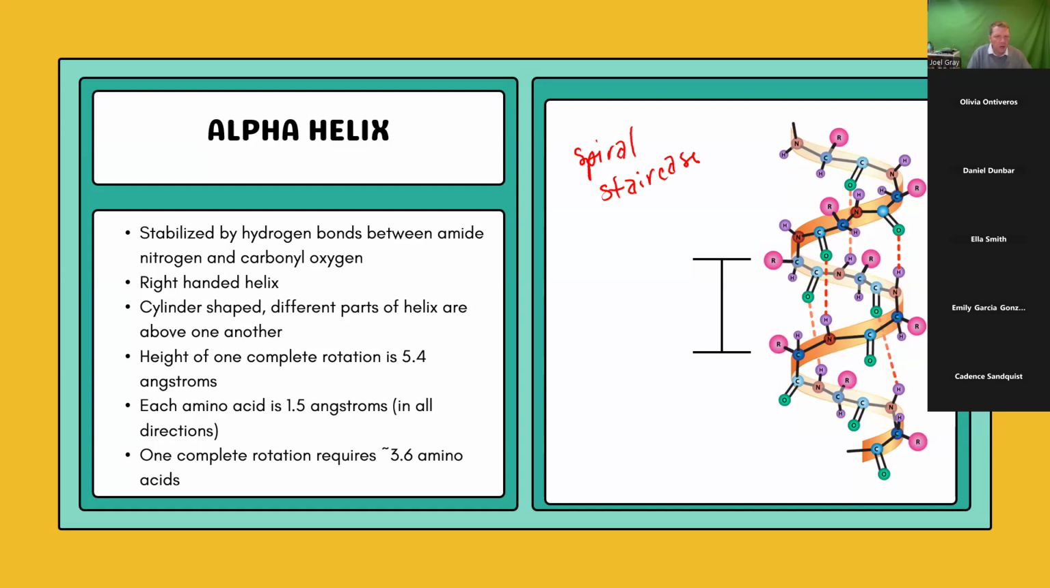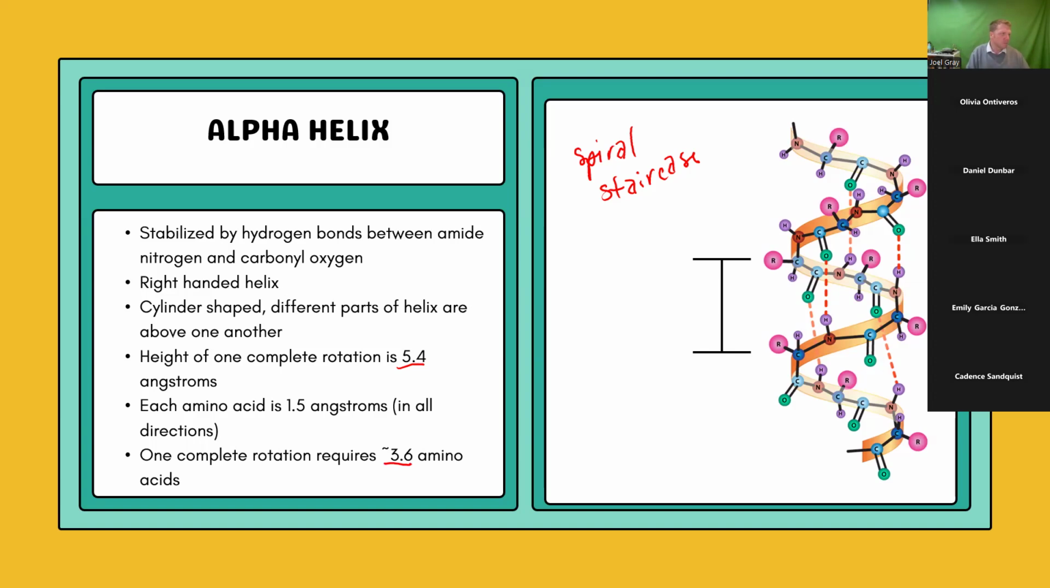Now, the height of one complete rotation is 5.4 angstroms. Each amino acid is approximately 1.5 angstroms in all directions. So this is not in an XY plane, it's an X, Y, and Z plane. Each amino acid spans this region, but also kind of up and back. Now, one complete rotation requires approximately 3.6 amino acids.